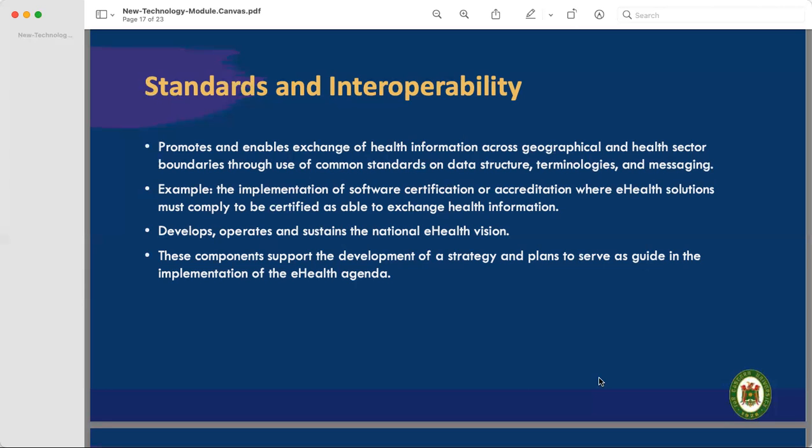Also, this component develops, operates, and sustains the national e-health vision, because basically the standards guide this practice. And these components support the development of a strategy and plans to serve as a guide in the implementation of the e-health agenda. So every strategy, every plan must be anchored on these standards. All right?